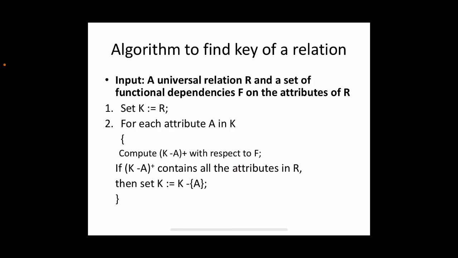So this algorithm returns one key out of the set of possible candidate keys, right? There can be multiple candidate keys, but only one key will be returned after executing this algorithm. The key returned depends on the order in which different attributes are removed. So in each invocation, the key returned may be different, depending on the order in which we select the attributes. Okay, so this is how we can find the key of a relation.